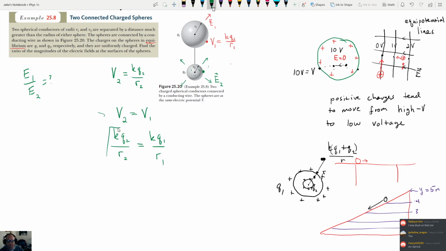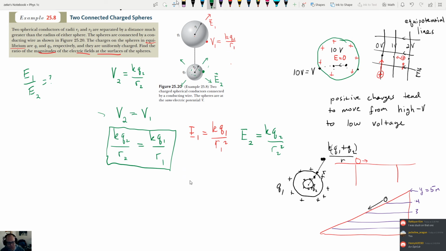We'll use this equation here in a little bit. What about the electric fields? Well, to find the electric field, it's pretty easy. The definition of the electric field E1, if we look just at the surface, because our goal is to find the ratio of the magnitudes of the electric fields at the surface: right at the surface, E1 is going to be K times Q1 divided by R1 squared, and the electric field for 2 is K Q2 over R2 squared.